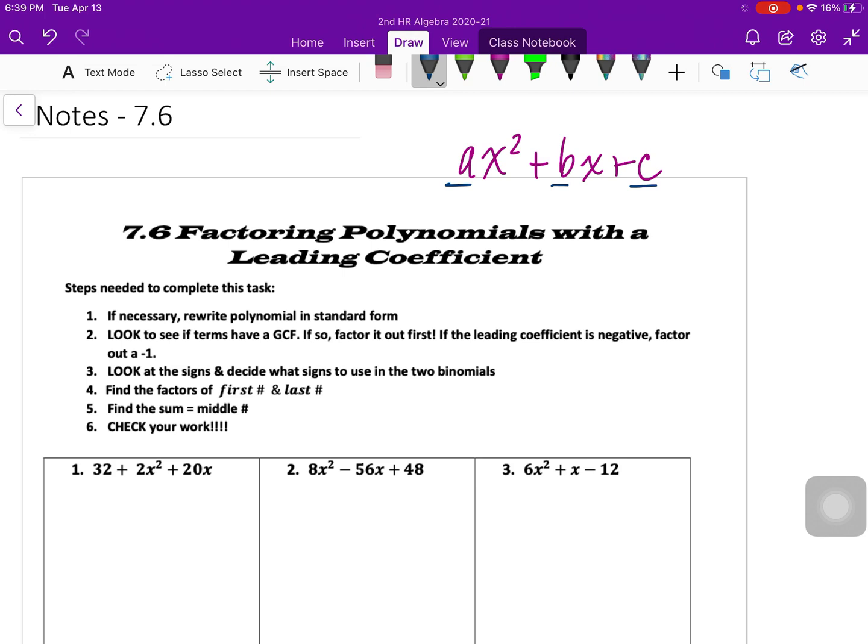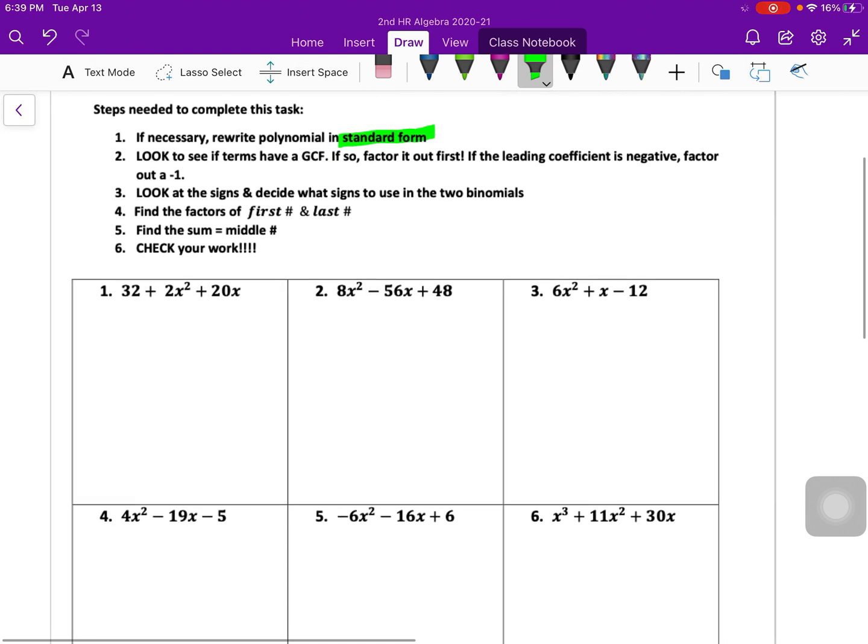Notice step 1 says, if necessary, rewrite the polynomial in standard form. That's where we're going to start with number 1. When you look at number 1, hopefully you can see that it is not in standard form. Remember, in standard form, you start with the largest power and go in descending order. You always end with your constant. So standard form of this polynomial would be 2x squared plus 20x plus 32.